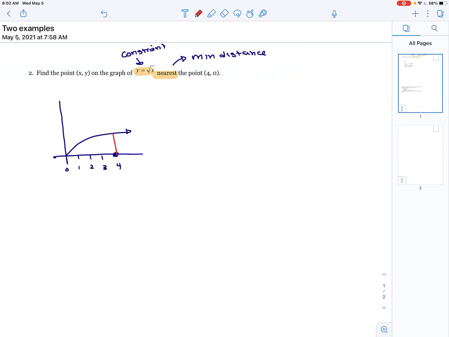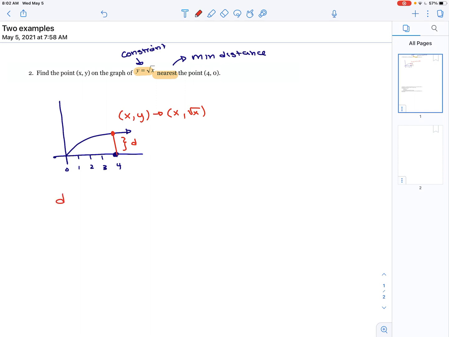Okay, and I'm gonna call that point, I could call it X and then Y, but then that doesn't put the constraint in. So I will put the constraint in by calling this X and the square root of X. See how that it's on that graph dictates the Y value and also gets rid of a variable. So now what I want is the distance between these two, and then if I take the derivative of it and set it equal to 0, that will get me the minimum.